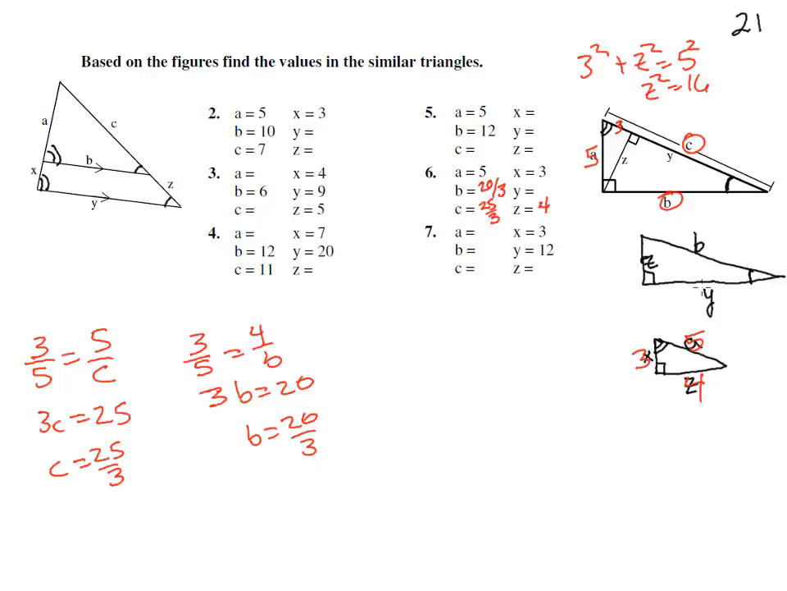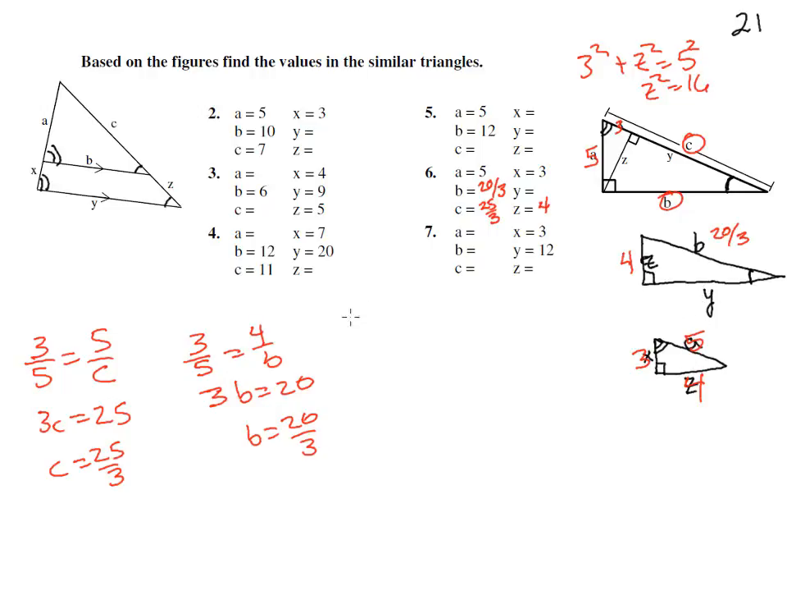So now we need to be able to get y. Let me see, we got b is 20 thirds, and we got z is 4. We could do a squared plus b squared equals c squared, the Pythagorean theorem, in here. Is there any other way to get the y out? We could do 4 is to 3 as y is to 4. Oh, that looks pretty nice.